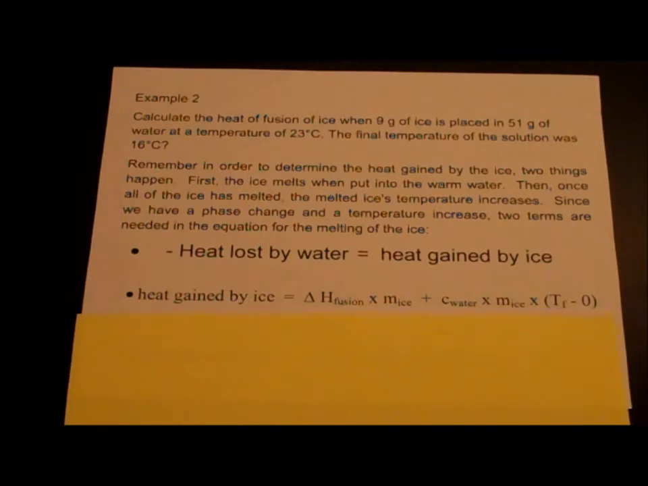Heat gained by the ice is defined by this equation: delta H fusion times mass of the ice plus specific heat of the water times mass of the ice times delta T, which is final temperature minus 0. Heat lost by water is defined by this equation: negative specific heat of water times mass of water times the change in temperature of the water.